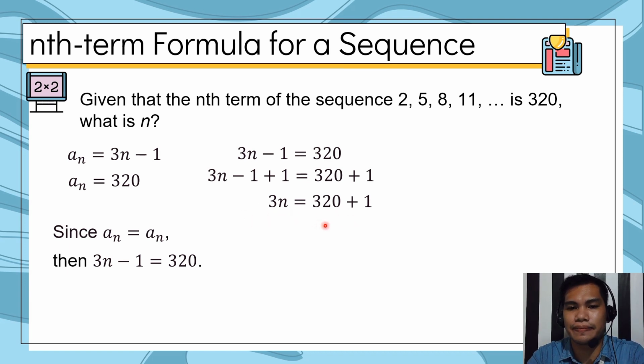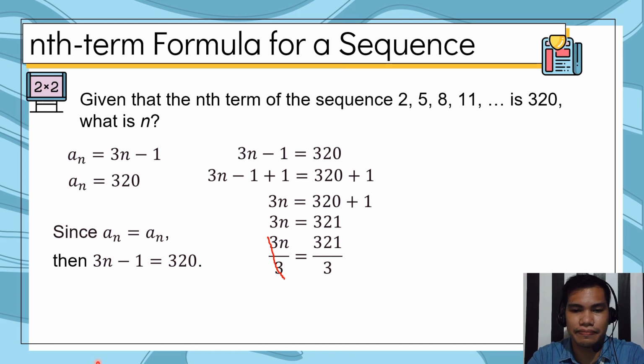So we have 3n is equal to 321. And then what we do next is divide both sides by 3, so that the 3 will cancel out. So 3n over 3 equals 321 over 3. The 3 cancels out. What remains is 321 divided by 3. Using a calculator, n is equal to 107. That's it, 107.